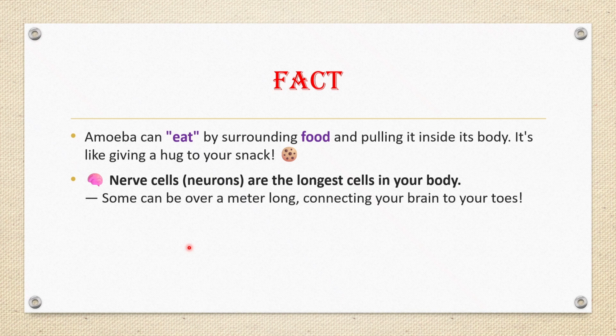Nerve cell. Another name for nerve cell is neuron, which is the longest cell in our body. They are branched and elongated, and some can be a meter long, connecting our brain to our toe. Got it? And the biggest fact: the human body has around 37 trillion cells.